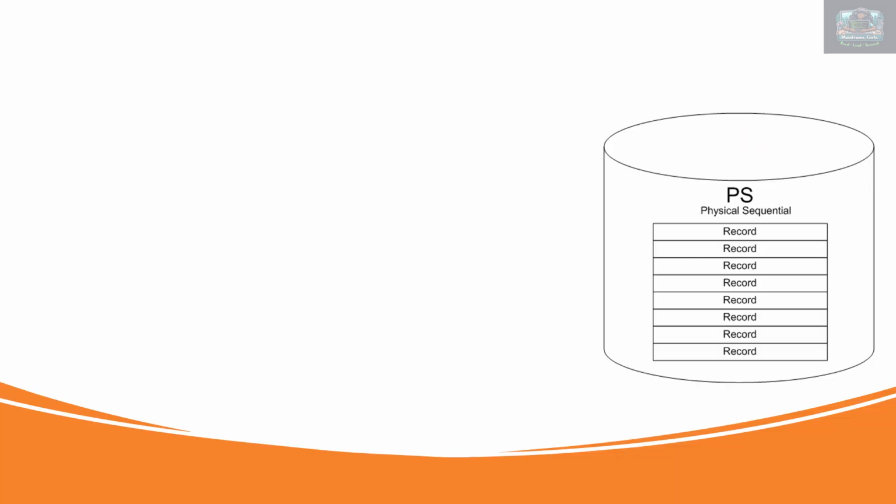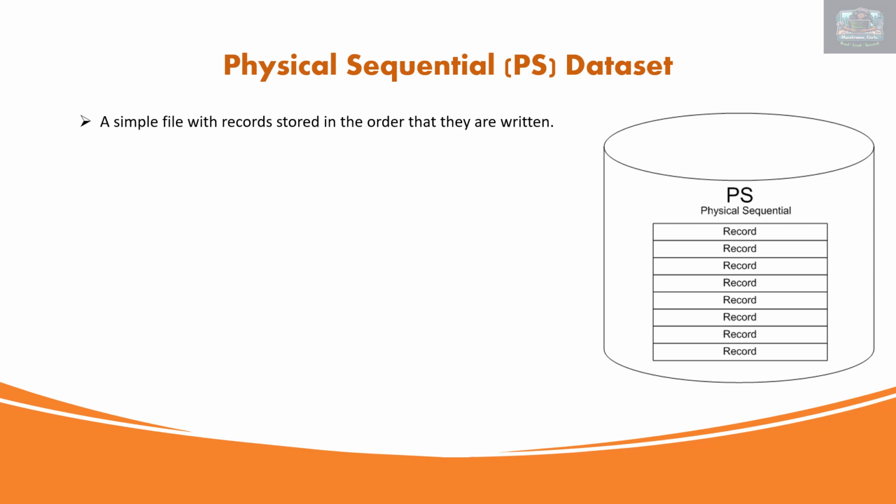The first and basic file is the physical sequential dataset. It's a basic flat file in mainframe. It's like a normal file. How do you write in a file? You write one line after another. Even if you scratch some line above, you cannot rewrite on that line, right? So it's one after the other. It's a simple file with records stored in the order that they are written.